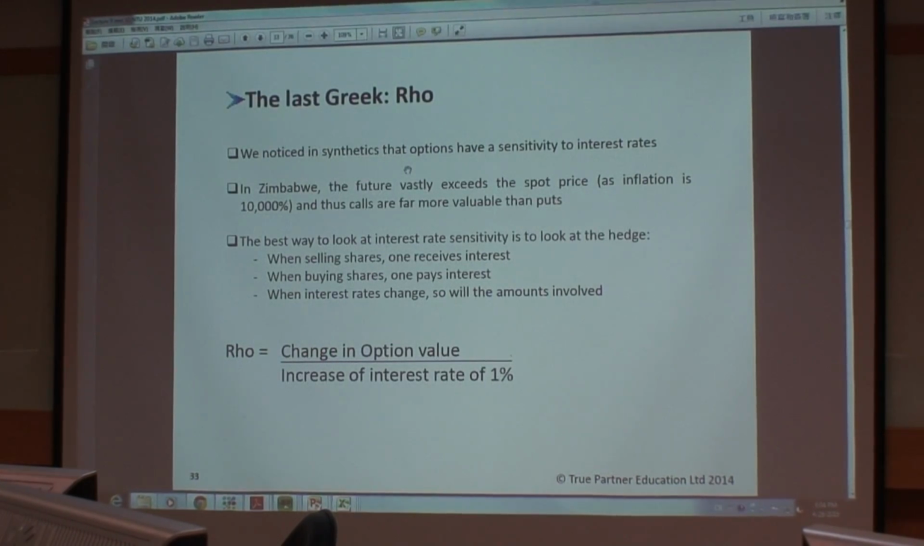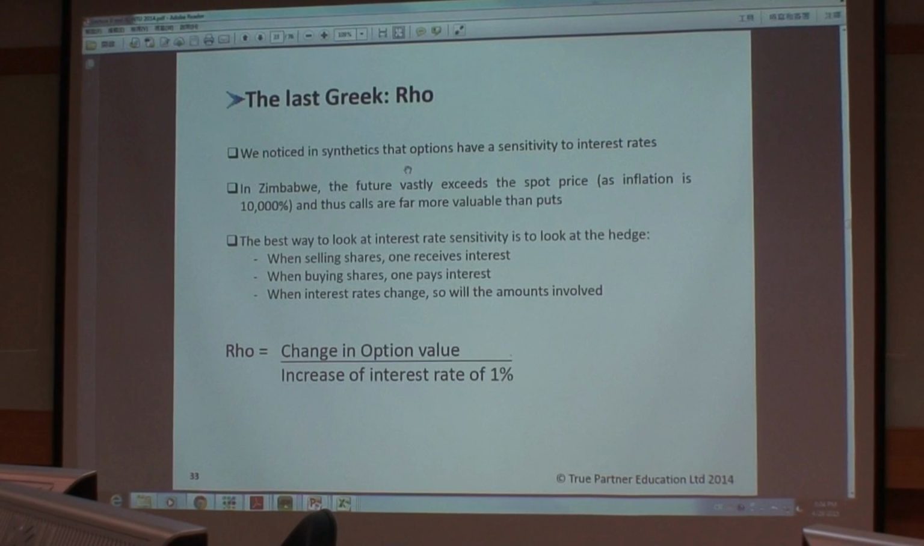These slides come from lectures 9 and 10. I just want to talk about a bit of an underappreciated Greek, to say the least. I don't care about it that much either. And that's rho. And what does it depict?